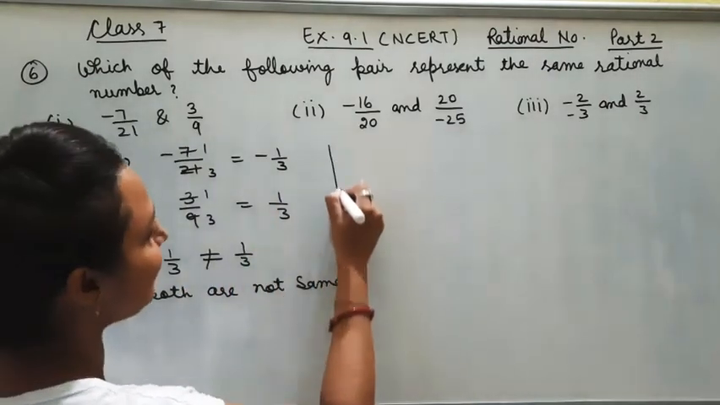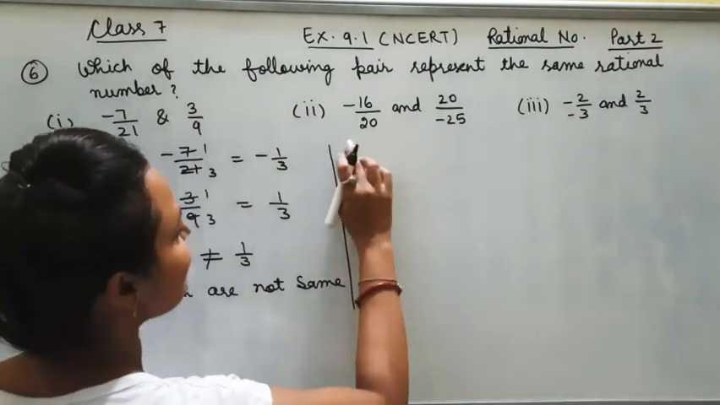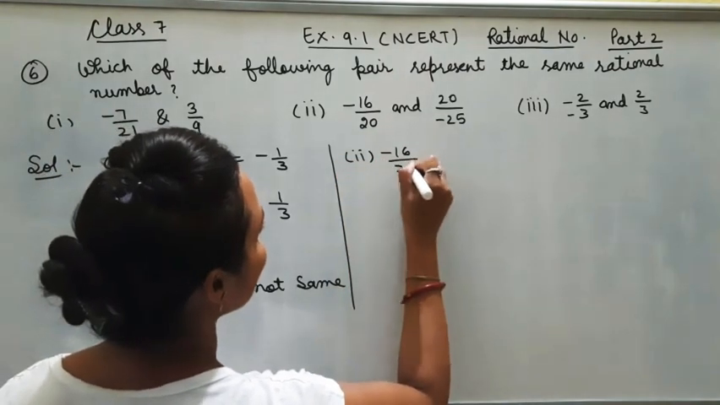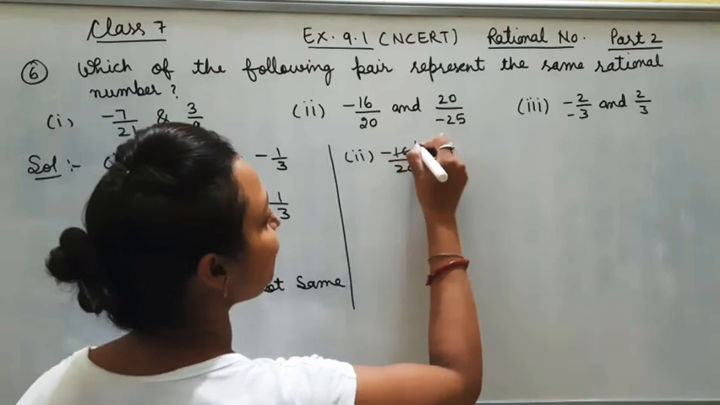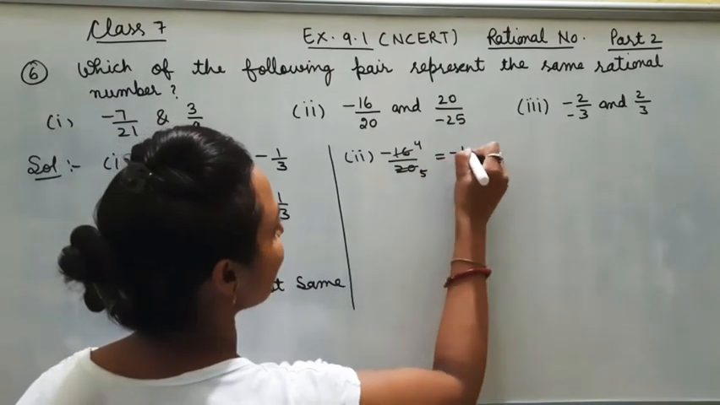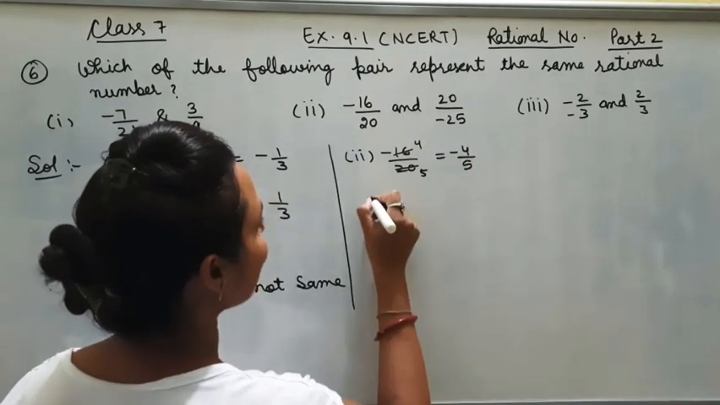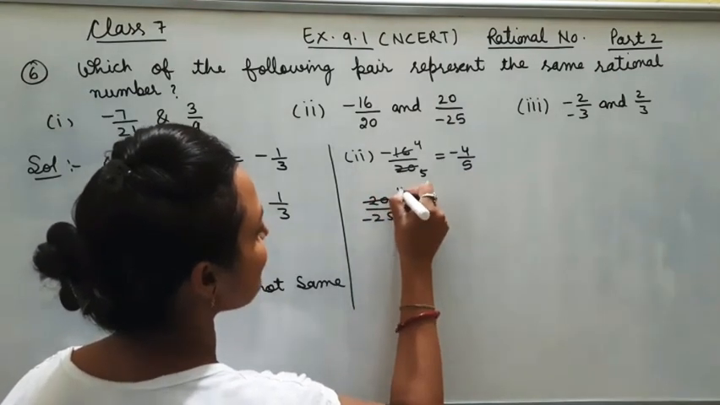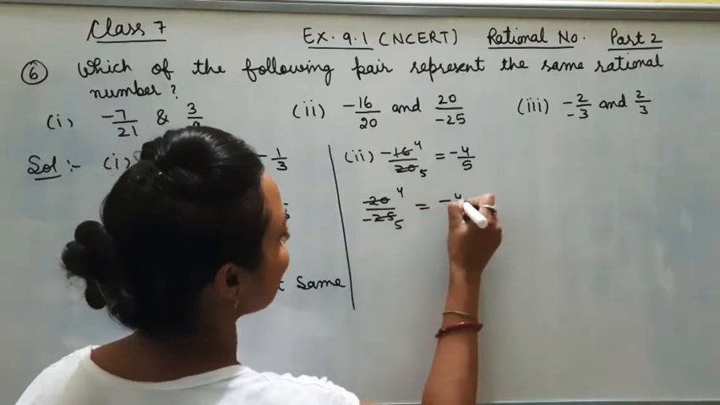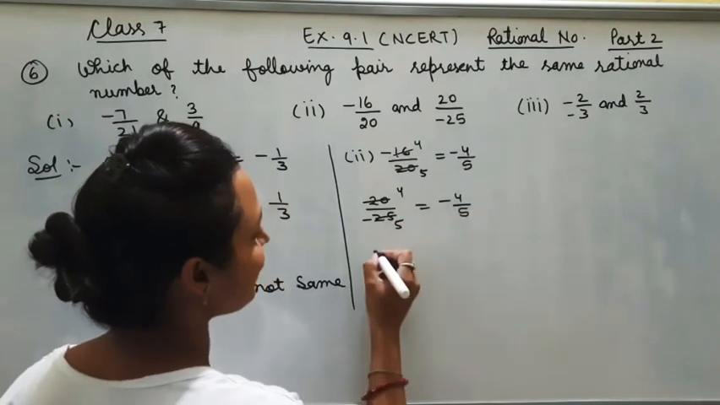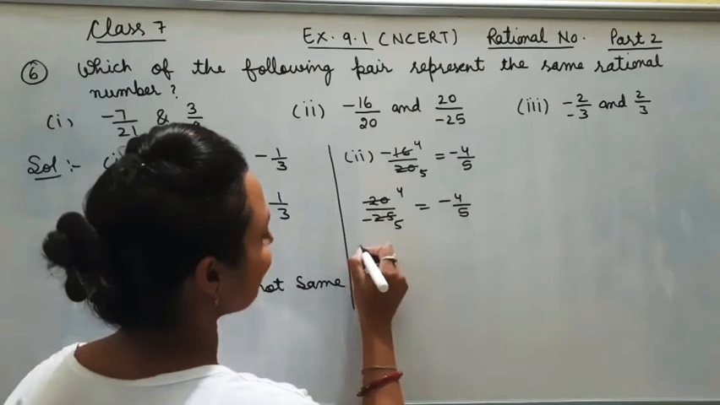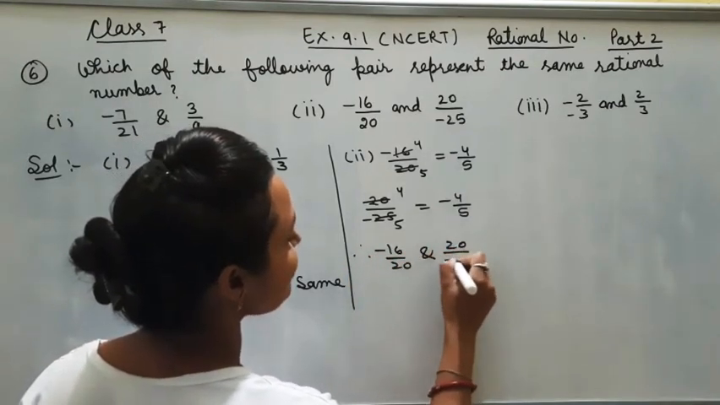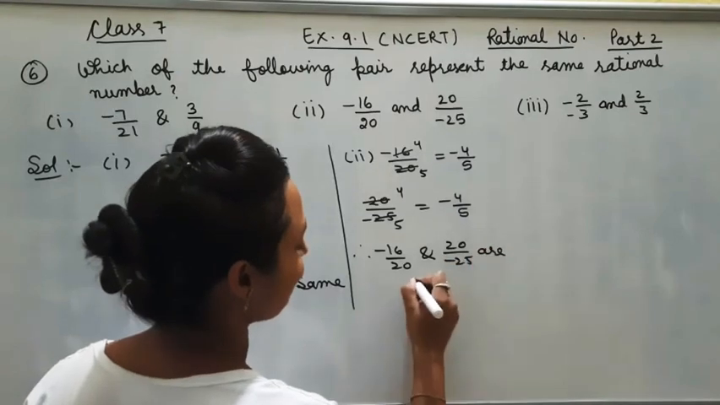Now come to the second part. The first is minus 16 by 20. When you cancel it by 4, 4 times 4 are 16, 4 times 5 are 20. This is minus 4 by 5. And when you take 20 by 25, negative, 5 times 4 and 5 times 5. It will equal minus 4 by 5 again. So both are the same. Therefore minus 16 by 20 and 20 by minus 25 are the same.